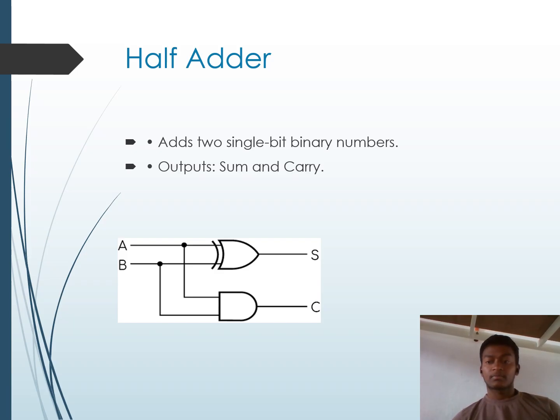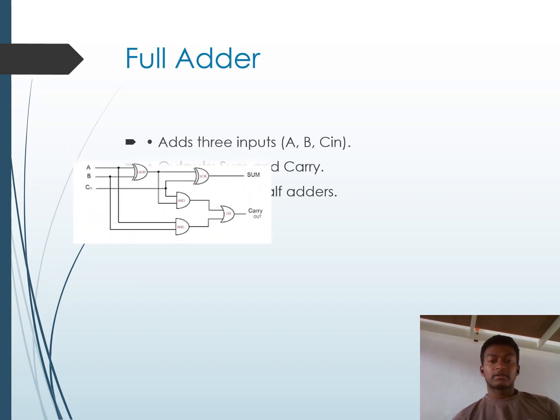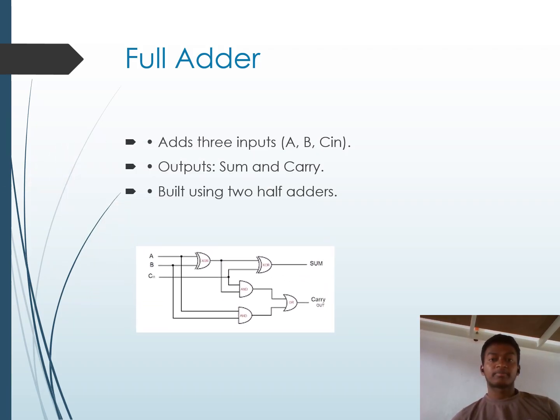So the next one is full adder. It adds three inputs, and the full adder also produces sum and carry. And we can also build a full adder using two half adders. And this is the circuit of the full adder. So it takes three inputs A, B, and a carry input, and it produces a sum and carry out.